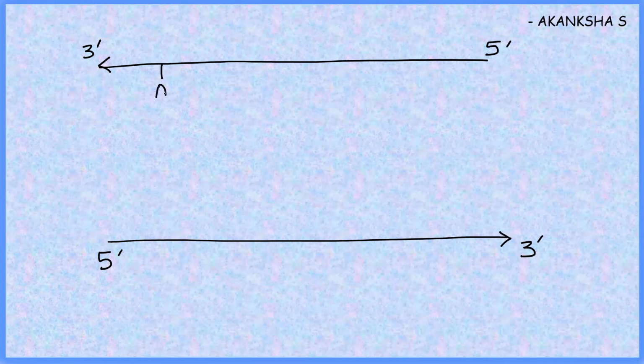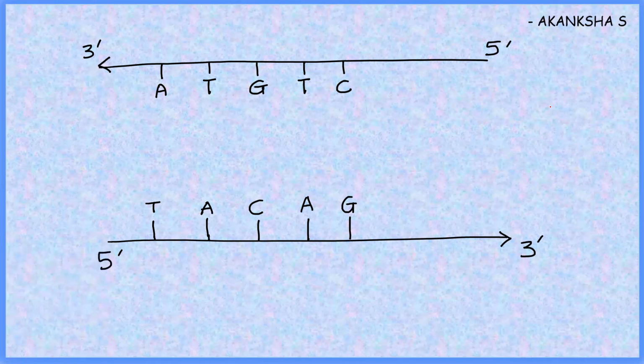Let's take some codons over here: A, T, G, T, C. So what would be the complementarity over here? It would be T, A, C, A, G.